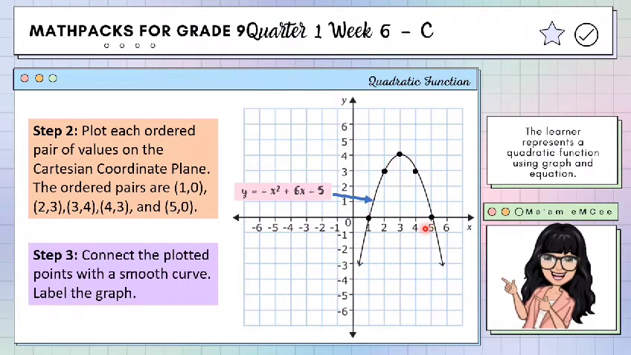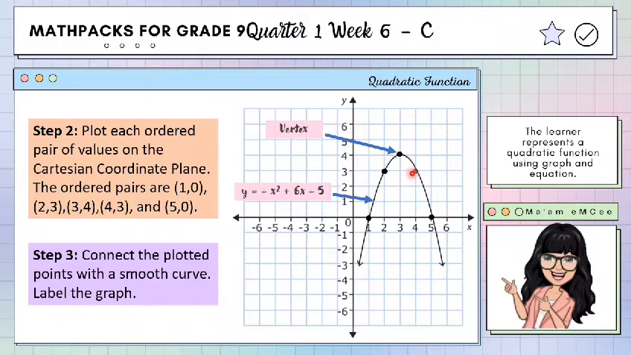So remember, as I have discussed just a while ago, if the parabola opens downward, our a is negative or is less than 0. So our a here is equal to negative 1. So that is the reason why our parabola opens downward. Now, this point, which is the highest point or the maximum point of the graph of our quadratic function y is equal to negative x squared plus 6x minus 5, is our vertex. And again, it is the maximum point or the highest point of our quadratic function, since our a is less than 0.